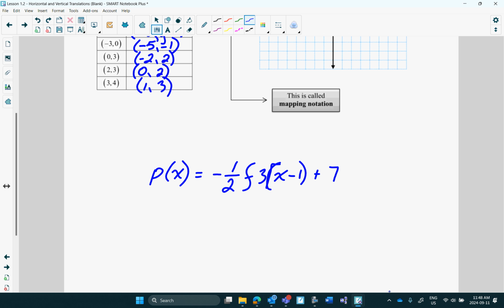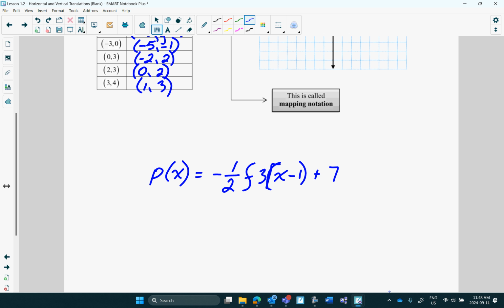Right now, if you look at this, you can probably tell me that you take the original function and you're going to move it 1 to the right and 7 up. Because you know these. And actually, you might be able to tell me a couple other ones. This tells me you're going to flip it vertically.